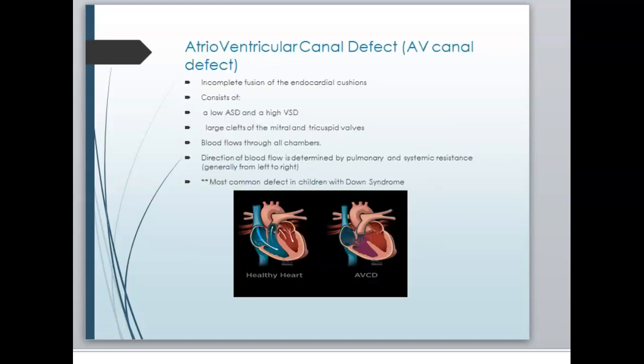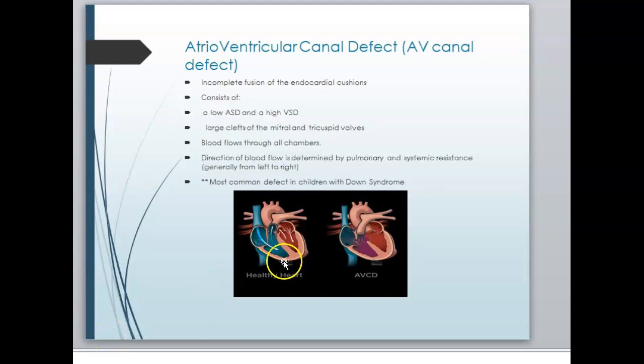The next defect that we're going to discuss is called the atrioventricular canal defect, or AV canal defect. This is incomplete fusion of the endocardial cushions. What it consists of is a low ASD and a high VSD. There are large clefts of the mitral and tricuspid valves. Blood flows through all chambers. The direction of blood flow is determined by the pulmonary and systemic resistance. It's generally from left to right. It is the most common defect in children with Down syndrome.